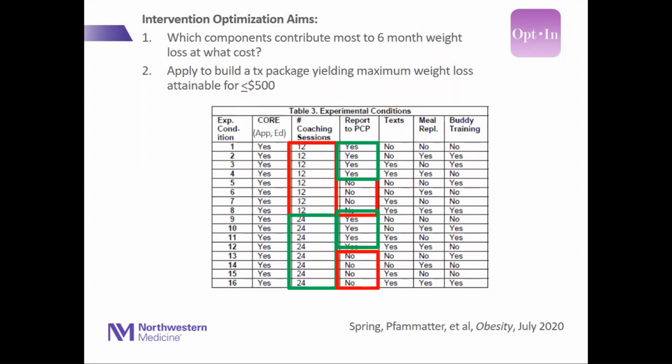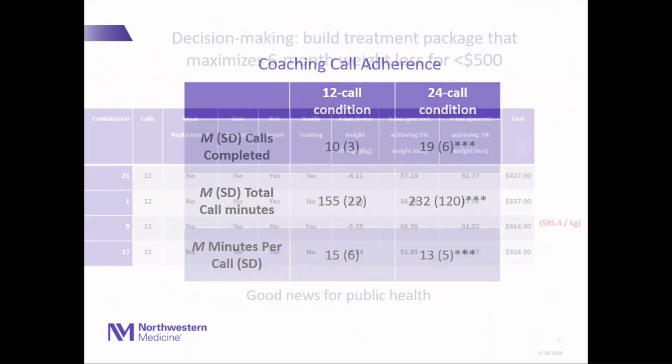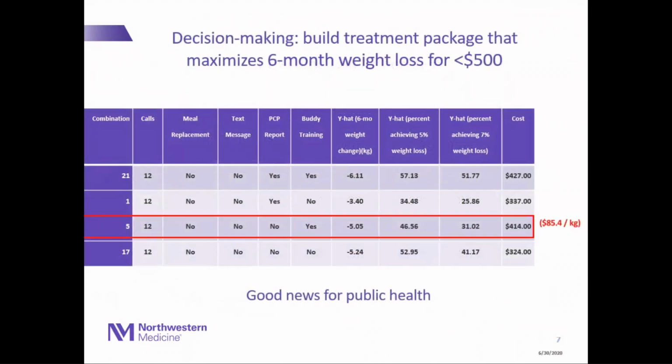So if I were just going by the statistically significant component effects, we're on the next slide now, it should say decision making, build treatment package. And we should have condition 5 highlighted in red. You see that this is the condition that keeps everything off or at the lowest level, except turns on buddy training. It's not bad. We get a 5 kilogram weight loss. It costs us less than $500. It costs us $414. We get almost 50% achieving 5% weight loss.